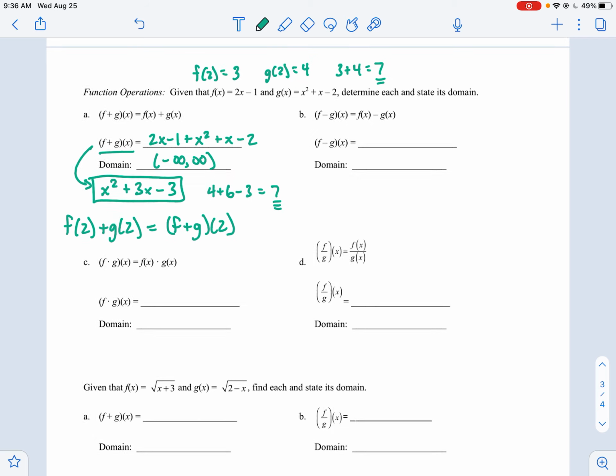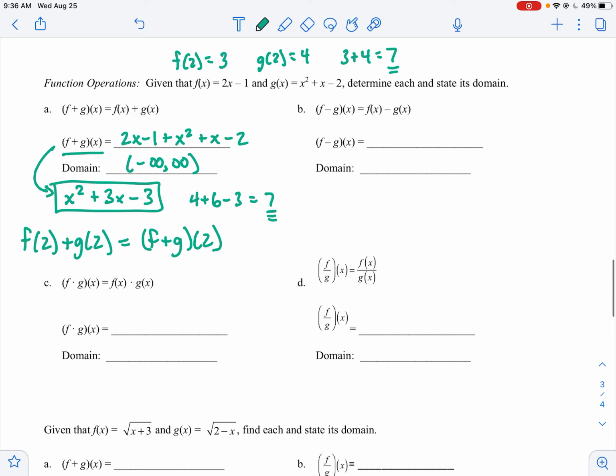A lot of times, if you're not sure, that's your assumption. Unless you see a fraction or square roots, it's just going to be all real numbers, okay? So then real quick, if I want to subtract, same idea. If I want to subtract two functions, this notation (f - g)(x) is just saying the same thing as subtracting the two functions individually.